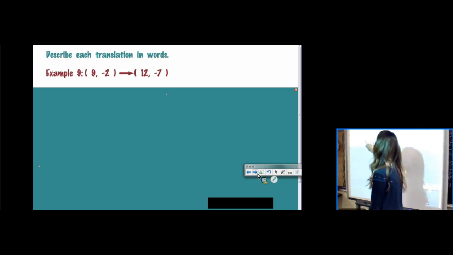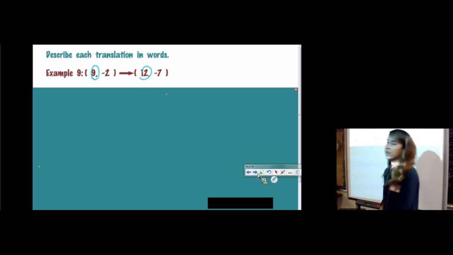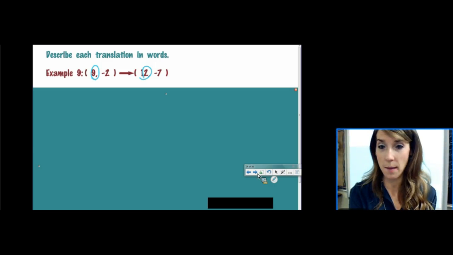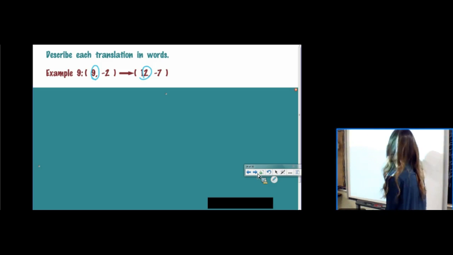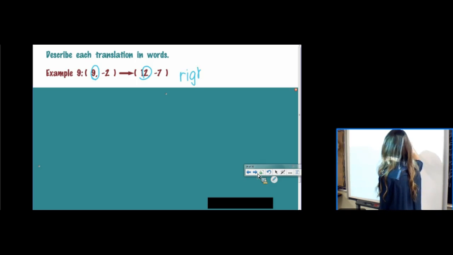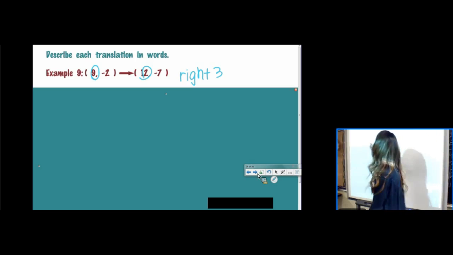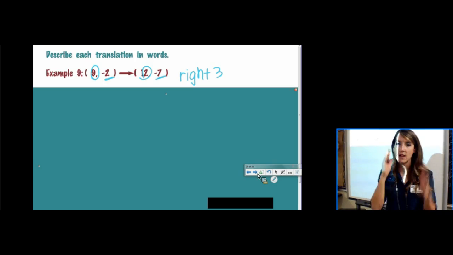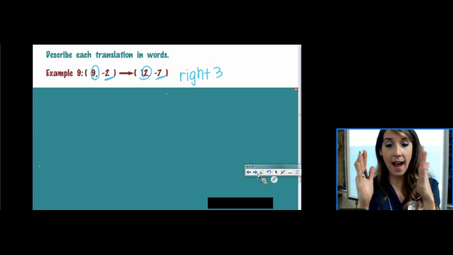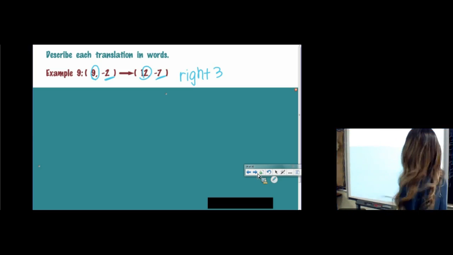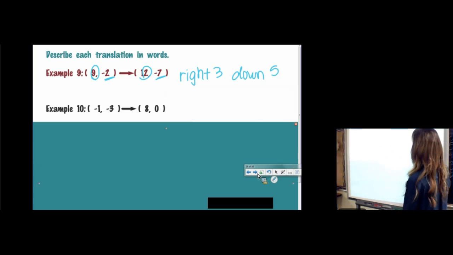Okay, so let's look at what happens to the x's. The x's, x plus 3, it says to describe it in words. So we're going to write 3. And then we look at what happened to the y's, and we need to be careful. From -2 to 7, the distance is 5, but we're going backwards, so we're going down. Good job. Try another one of those.